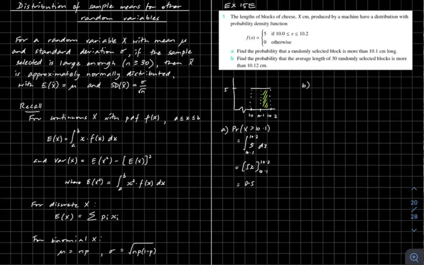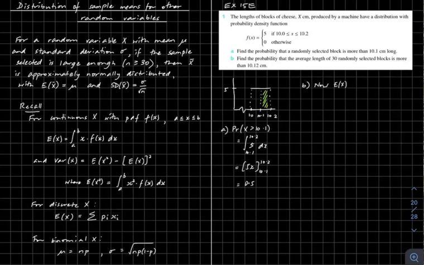All right, so it's part B that we need to do a little bit more working out. So in part B, find the probability that the average length of 30 randomly selected blocks is more than 10.12. You could almost say, without doing any working out, that you know the average is 10.1. But because that's not always possible, let me go through some working out.